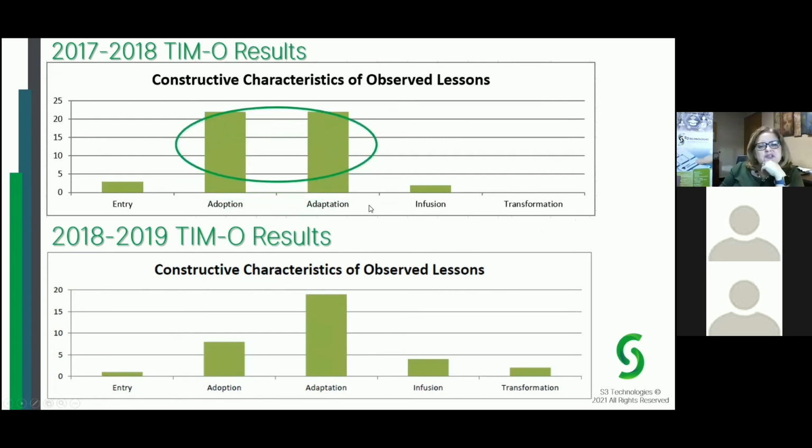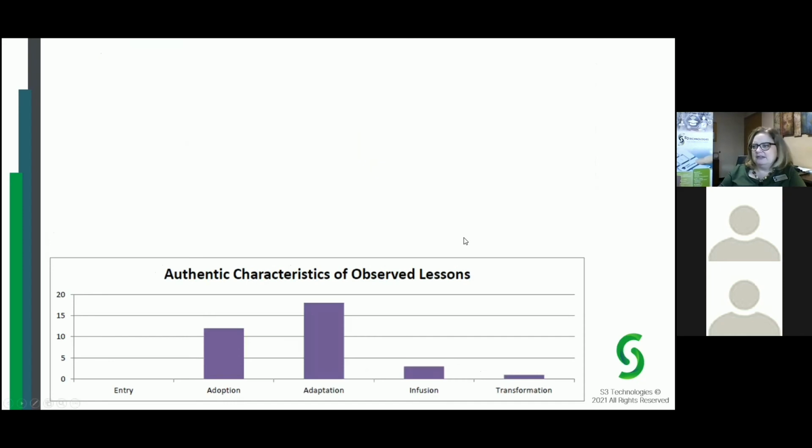And then for constructive, so this is students building knowledge rather than just rote memorization or just repeating back what they've already learned. They're actually taking the information and applying it in new and different ways, showing that they completely have assimilated that knowledge and understand it. And you can see, again, that they're moving to adaptation and even moving to infusion and transformation. So this is really cool to see that they're starting to create things that they couldn't have created before, applying their knowledge in new and different ways.